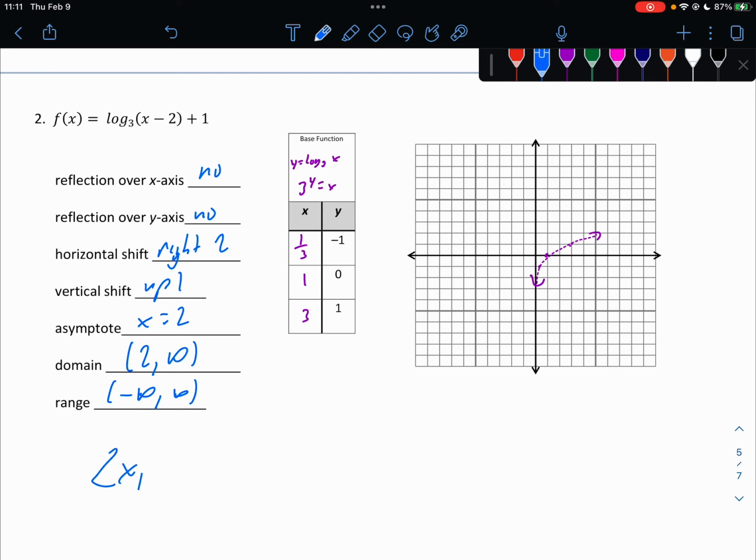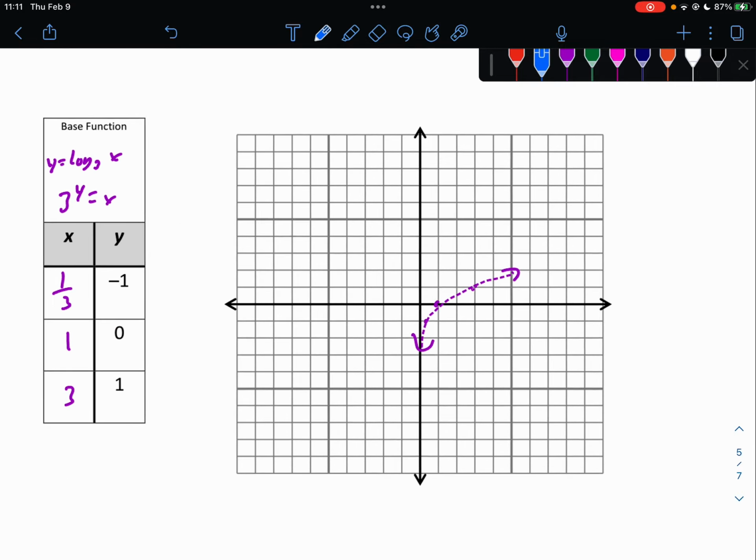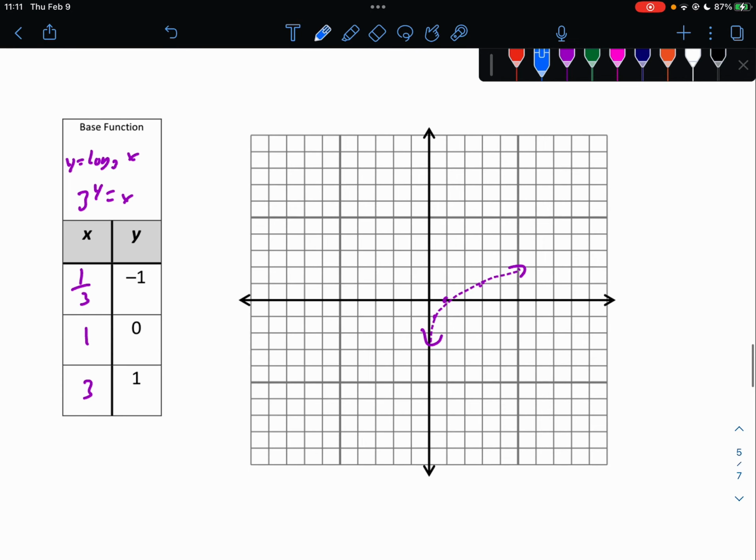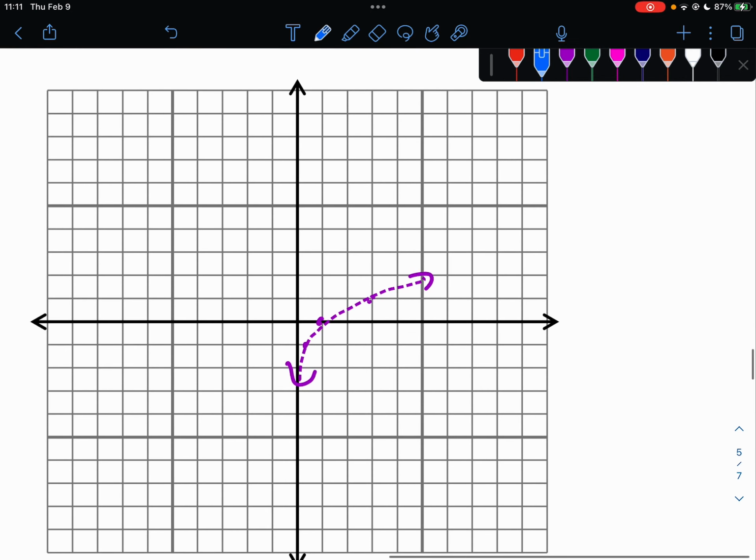So my rule is going to be (x plus 2, y plus 1). So we're going to add 2 to the x's, add 1 to the y's. So at this point, (1/3, negative 1) is going to move right 2, up 1. Right 2, up 1. And right 2, up 1 from that third point. And our graph's going to look like that.